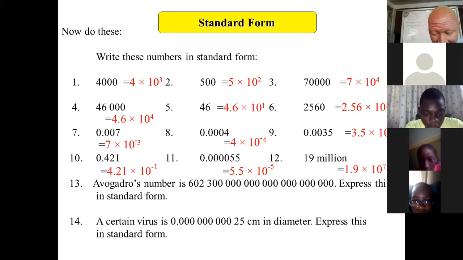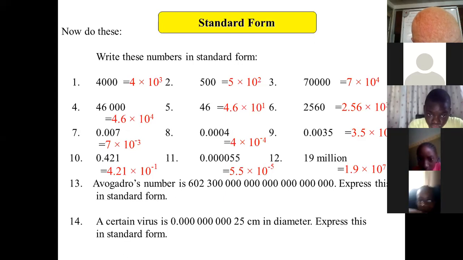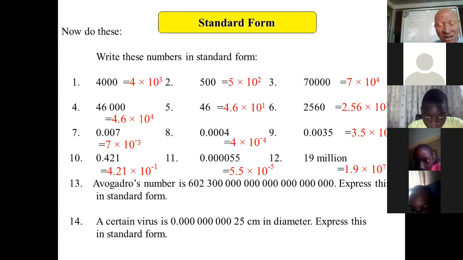Now, if you look at question number 13, it says that Avogadro's number is 602,300,000,000,000,000,000. You count all the zeros there. And then it says express this in standard form. So you just count. You can see the power of zeros increase to the right, which means it is going to be positive. Then you move your decimal point from the last 0 backwards, and you count the number of steps you move towards the left. And then you make sure that you let your decimal point rest in front of 6.